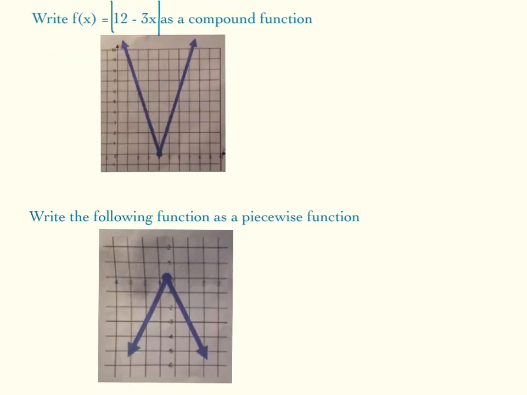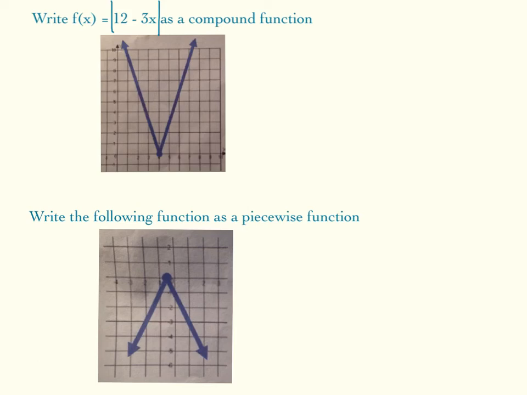Alright, and here are 2 last examples. They're basically saying the same thing, but they're worded differently. The first one says, write f of x equals the absolute value of 12 minus 3x as a compound function. And then there's a picture of the graph. The second one just says write the following function, because I might just give you a graph as a piecewise function. So I could use the word compound, I could use the word piecewise, it doesn't matter, it means the same thing. So let's look at the first one.